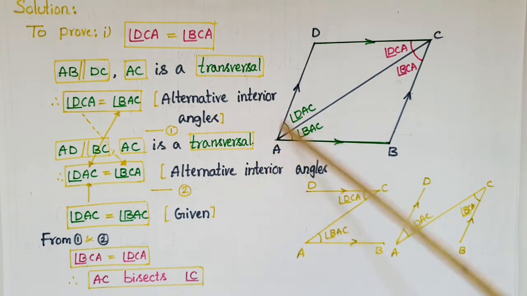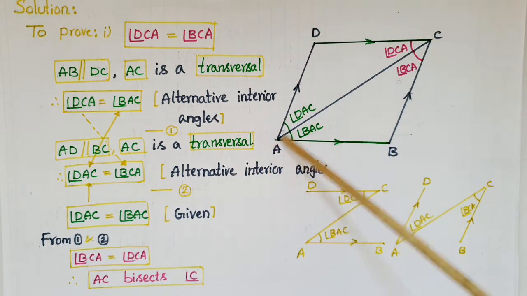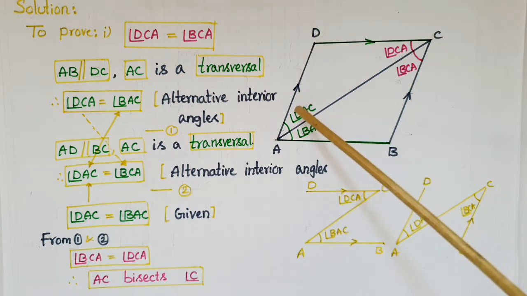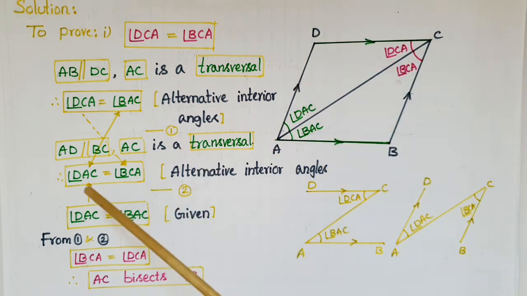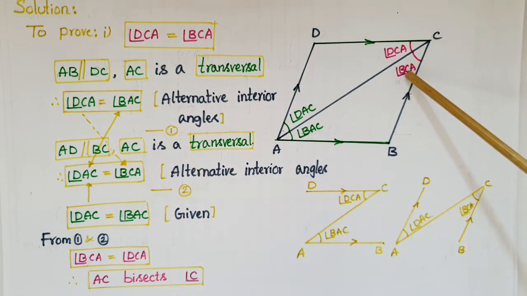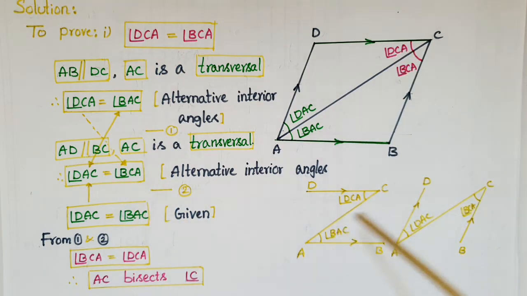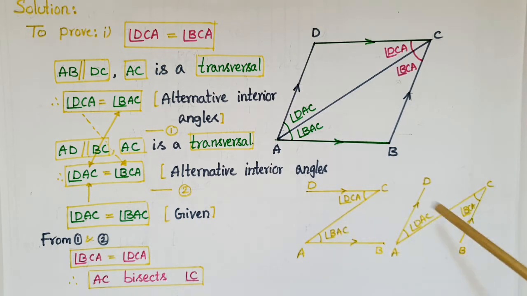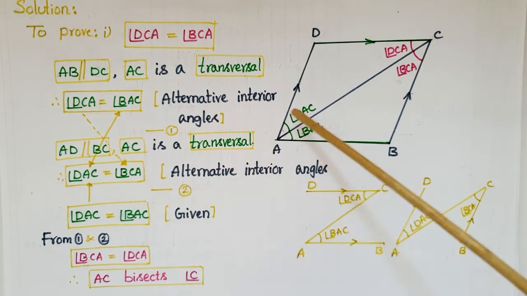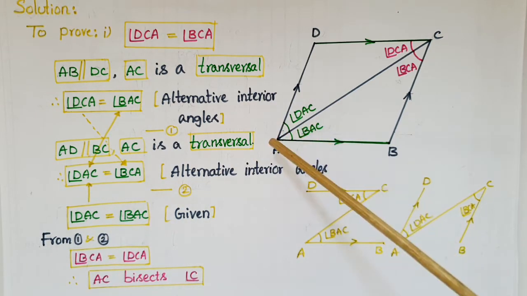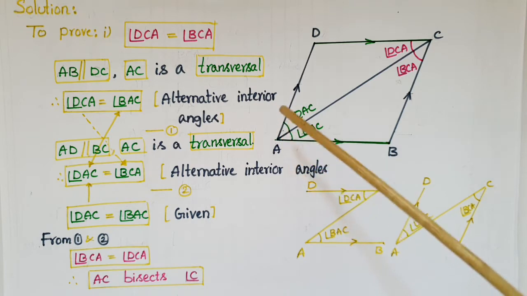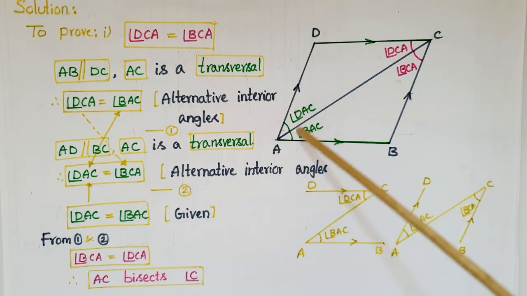And again AD is parallel to BC and AC is a transversal line. So these two angles are alternate interior angles, and those are equal. So angle DAC is equal to angle BCA. Just observe these two figures. These are the alternate interior angles and here these two are the alternate interior angles. And again angle DAC is equal to angle BAC. These two angles are equal because AC bisects angle A, that is given in the problem.